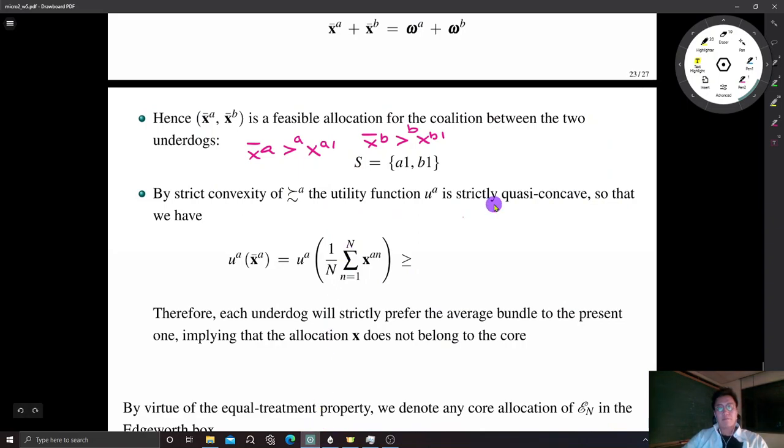So now using that strictly quasi-concave utility function, we can show this relation. Utility from the average bundle X bar, by the definition of the average bundle, we can rewrite as this one. Now we are going to show that utility from the average bundle is going to be strictly higher than utility from the allocation assigned to the underdog of type A.